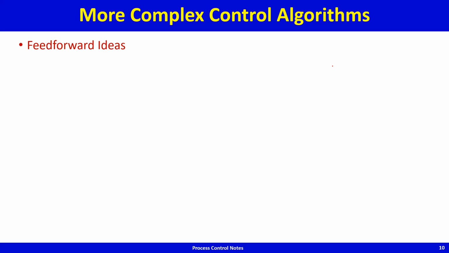More complex control algorithms are possible. There is the feed forward idea. What is the feed forward idea? Let us say you find out that a cold front has come and the temperature outside has suddenly dropped. If the temperature outside has suddenly dropped, you know that the room air will get colder because of more heat loss, because the outside air has become very cold.